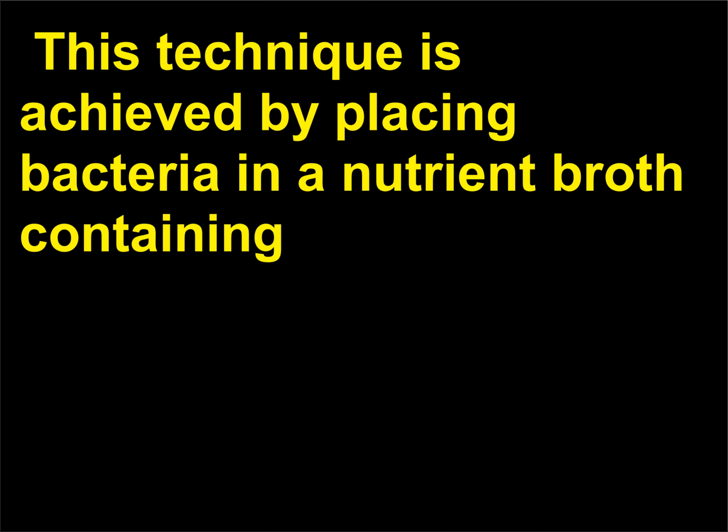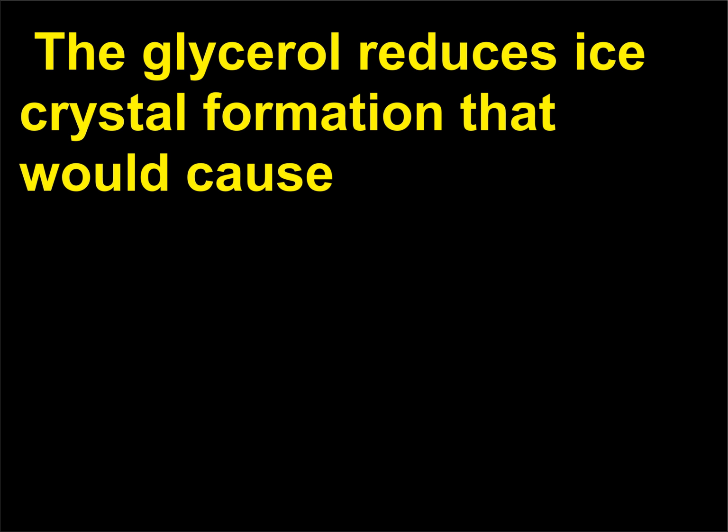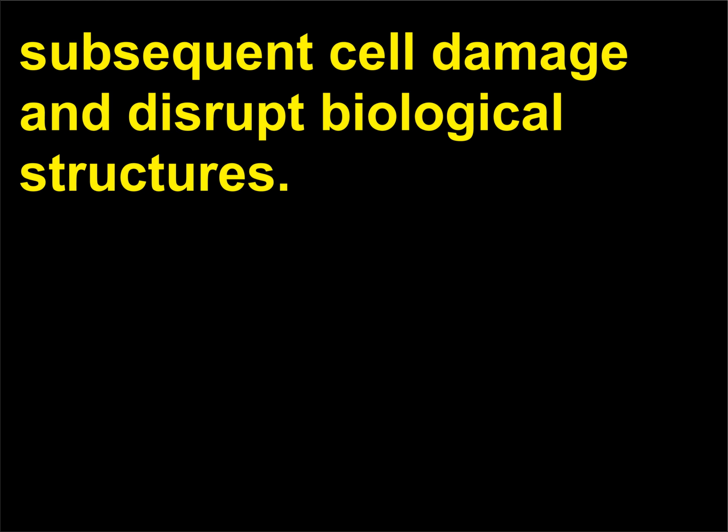This technique is achieved by placing bacteria in a nutrient broth containing 15 to 25% glycerol and freezing at temperatures of minus 94 degrees Fahrenheit, minus 70 degrees Celsius or lower. The glycerol reduces ice crystal formation that would cause subsequent cell damage and disrupt biological structures.